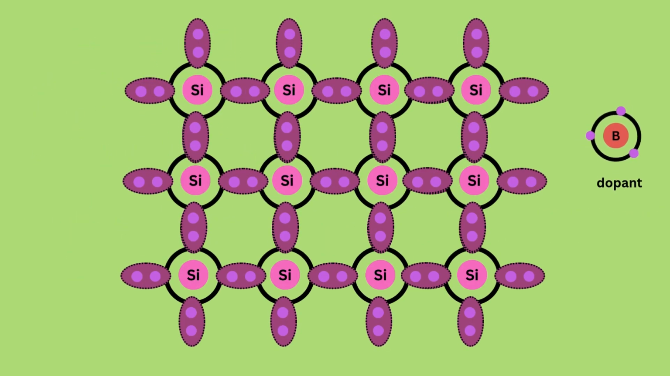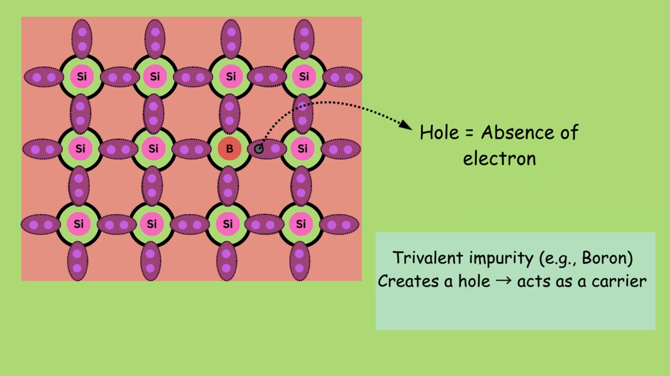If we add a trivalent atom like boron, which has only 3 electrons in its outer shell, it bonds with 3 neighbors, but one bond is left incomplete. This incomplete bond creates a hole, a space where an electron should be. This gives us a p-type semiconductor, where holes act as charge carriers.